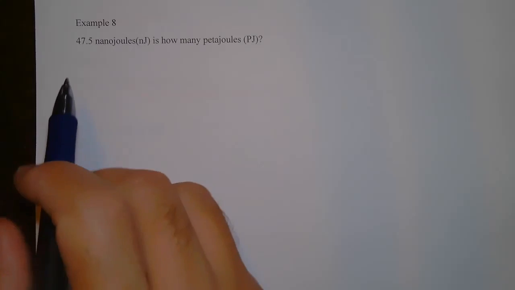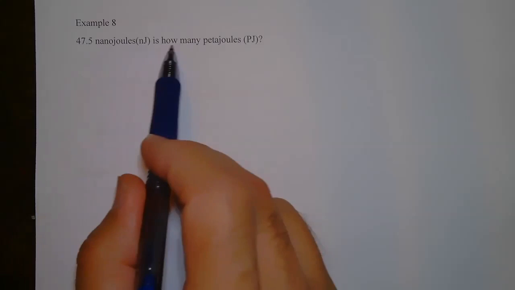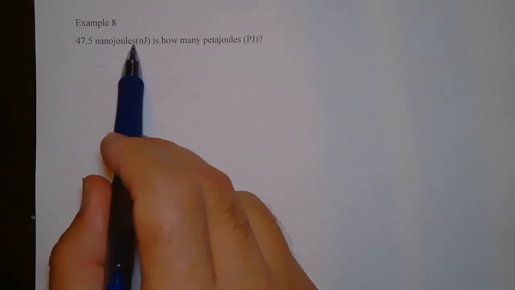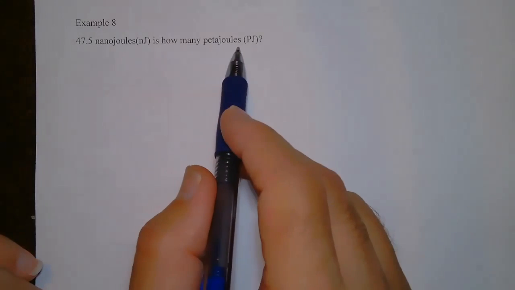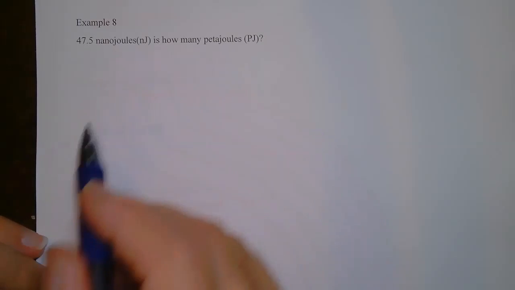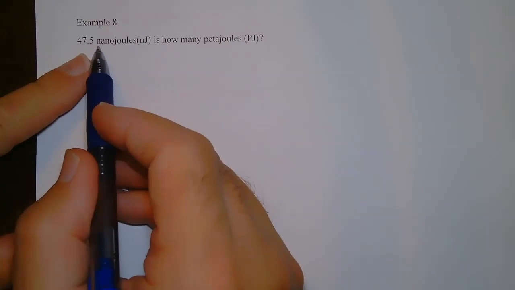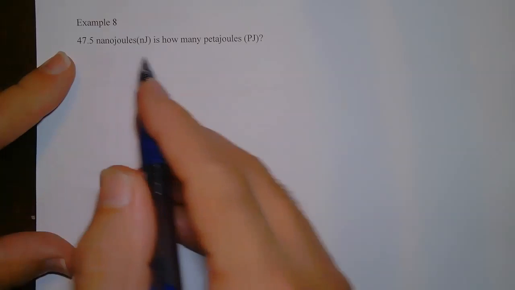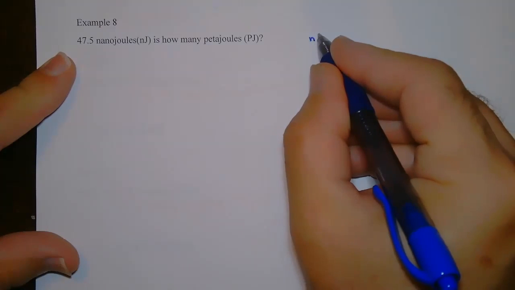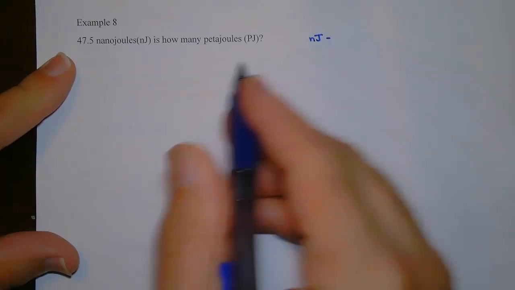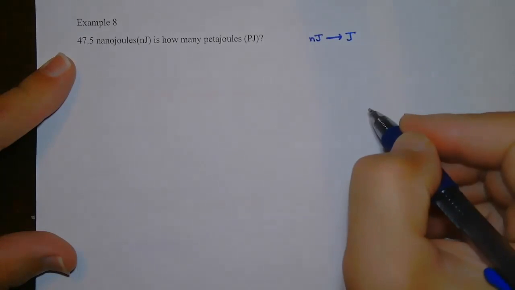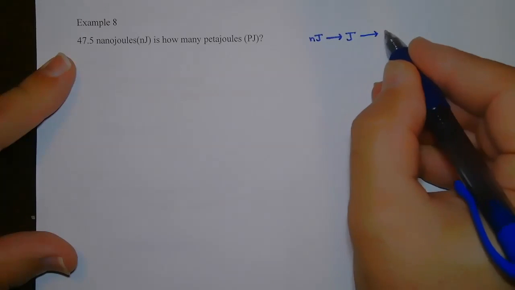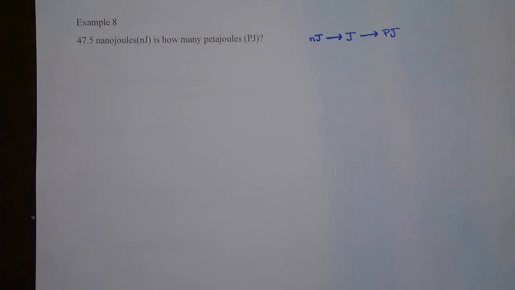So for this one, we have 47.5 nanojoules, and the abbreviation for nanojoules is nJ, capital J for joules. How many petajoules is that? The root word is joules. Now this is going to be different, in that we start with this many nanojoules, but to go to petajoules we first have to take a detour and get to joules, and then from joules go to petajoules. So this is all prefixes.